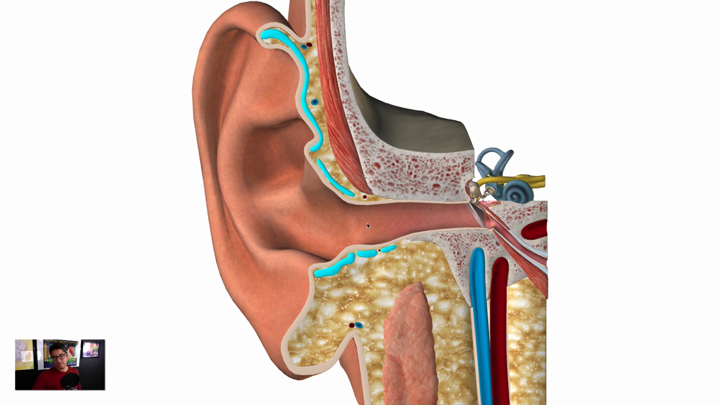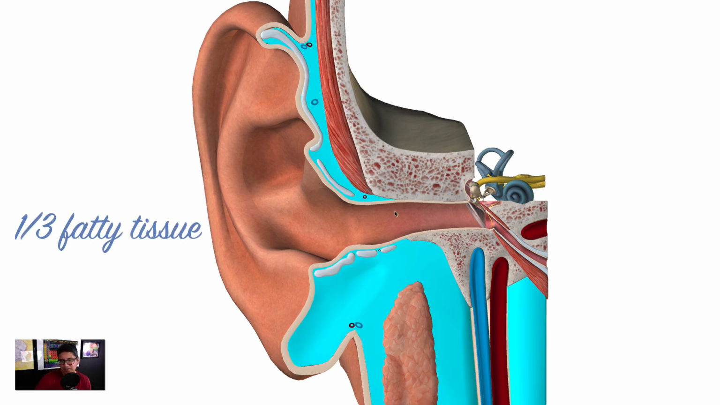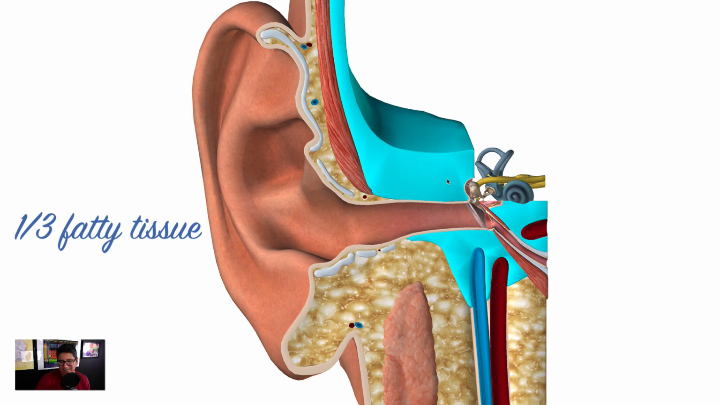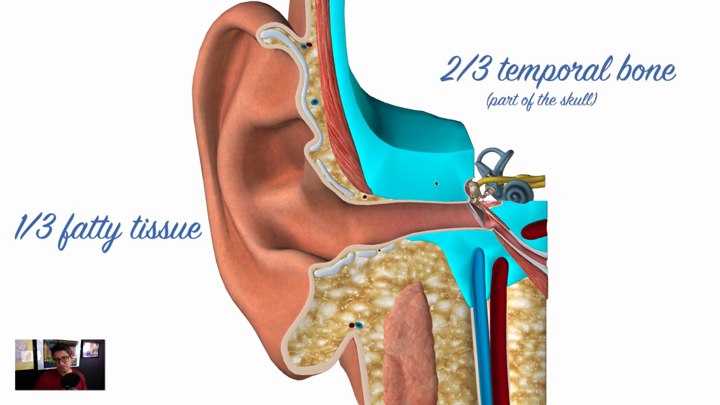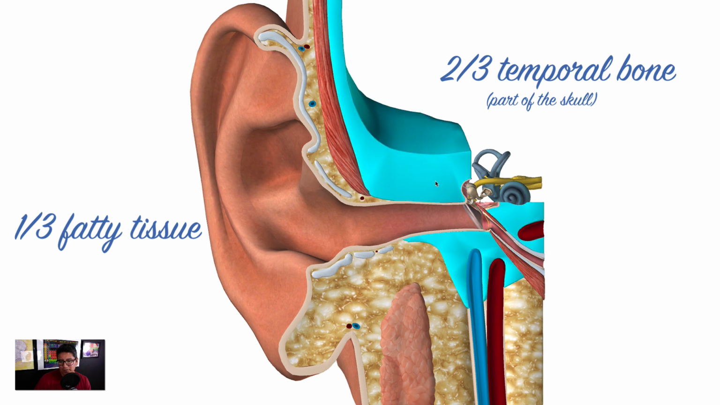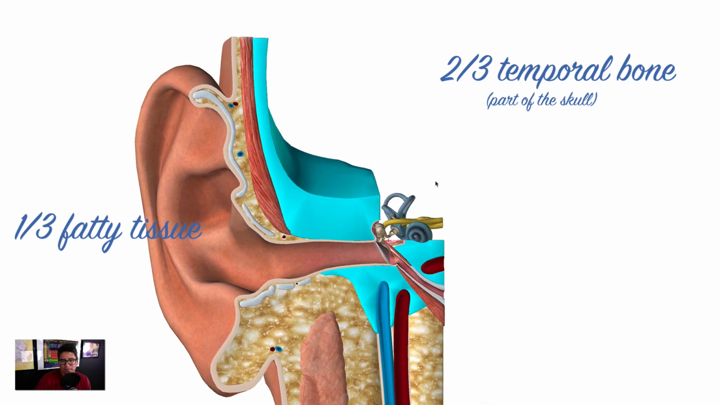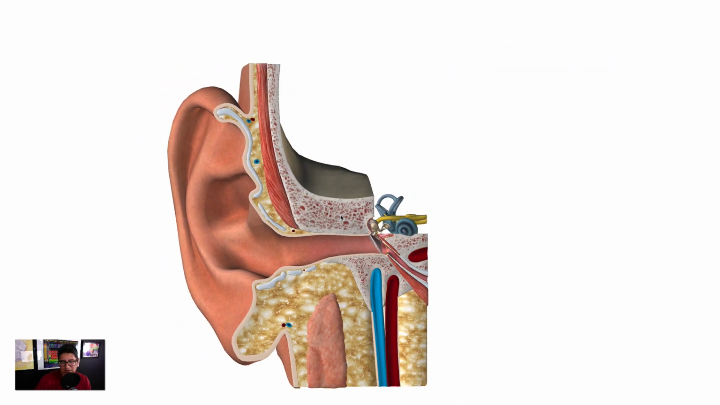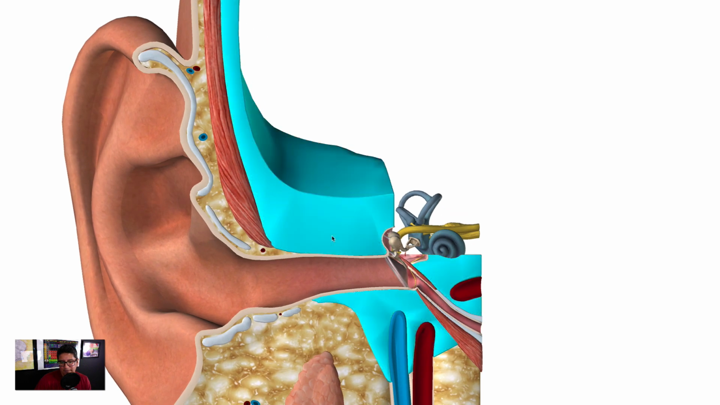And so the first third again is fatty tissue, and then as you make your way inside the ear, the last two thirds of the outer ear is surrounded by your temporal bone. Okay, that's your temporal plate in the skull. All right.